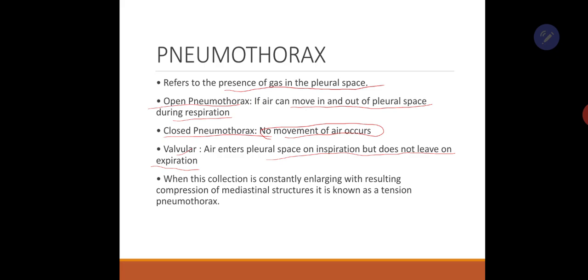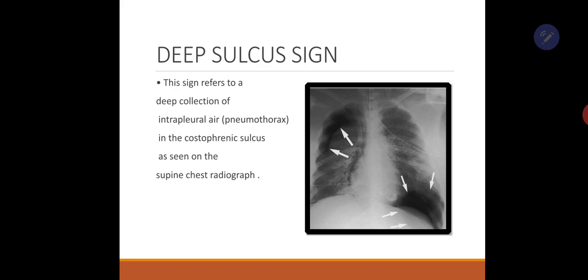When this collection of gas is constantly enlarging with resulting compression of the mediastinal structures, it is known as tension pneumothorax. Tension pneumothorax is very important. So what is tension pneumothorax? If the collection of gas keeps on expanding with compression of the mediastinal structures, then it is called tension pneumothorax.